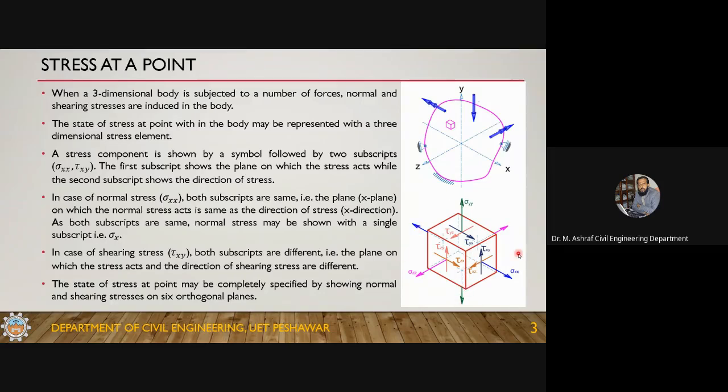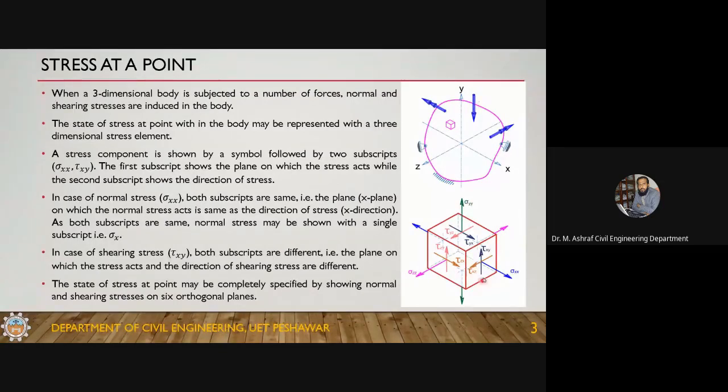This is a cuboid element, a three-dimensional element which may have the same or different dimensions, and those are differential dimensions that approach zero. So this element, which is a three-dimensional element, has 6 faces.